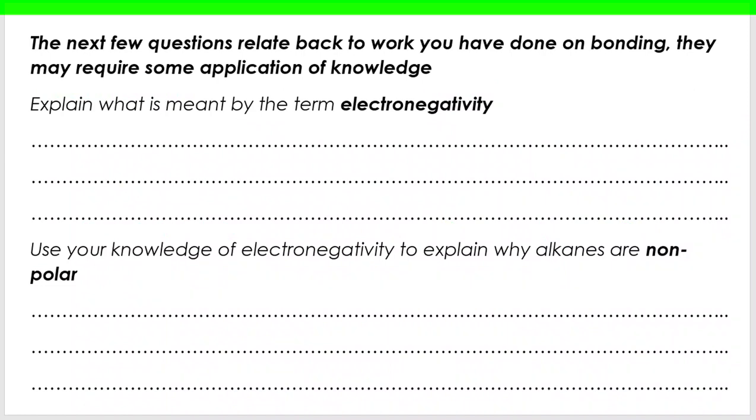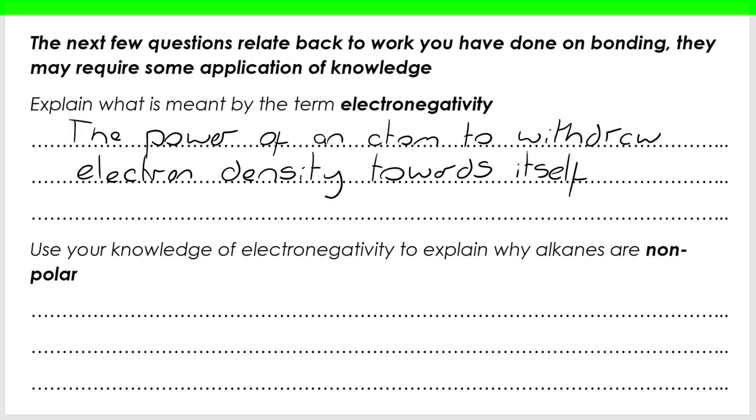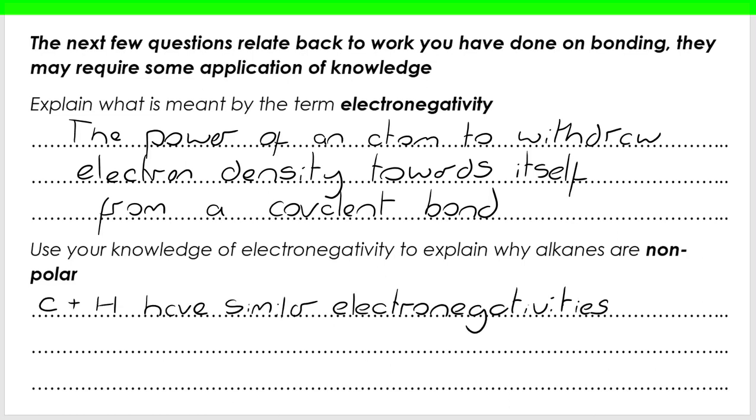Going to look back now at some properties of alkanes, and let's have a think about what we mean by the term electronegative, and then see if we can explain why alkanes are nonpolar. So the electronegativity is a straightforward definition. The power of an atom to withdraw electron density towards itself is a really important start, but we're not there yet. You have to mention that it's from a covalent bond. And why are alkanes non-polar? Well, the key reason is that C and H have very similar electronegativities.